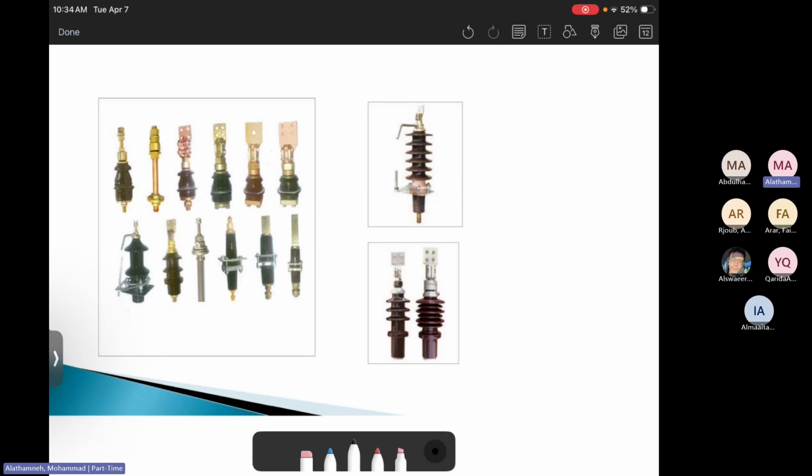There are different types of bushings, as we see here. Those can be used for different voltage levels, different types, but the bigger the bushing, the higher the voltage. That's the thing that you need to keep in mind.